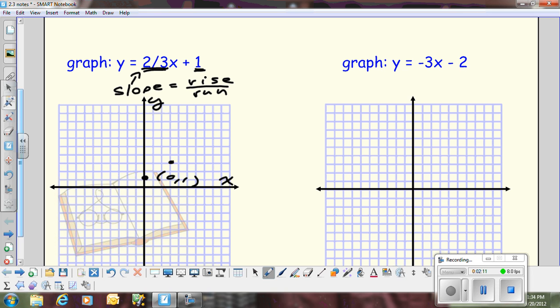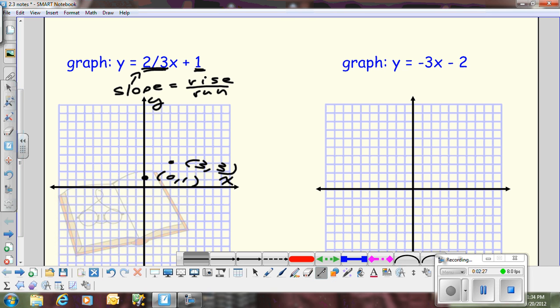Now, look at that point. What is my new point? Now, if I have 2 points, that's all I need to determine the line. So at this point, I can draw a line through my 2 points.